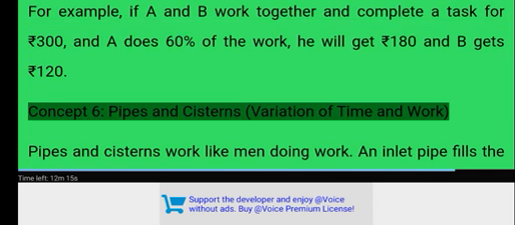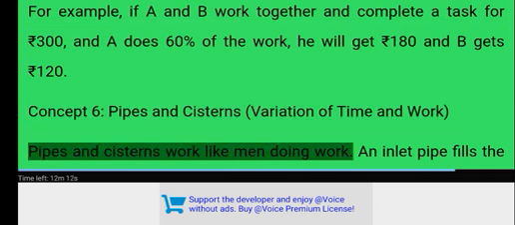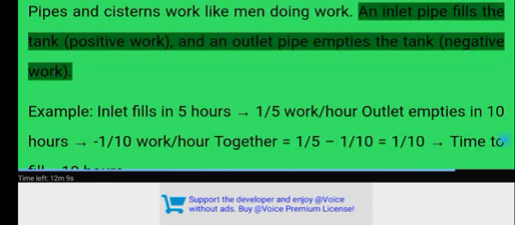Concept 6. Pipes and cisterns. Variation of time and work. Pipes and cisterns work like men doing work. An inlet pipe fills the tank, positive work, and an outlet pipe empties the tank, negative work.